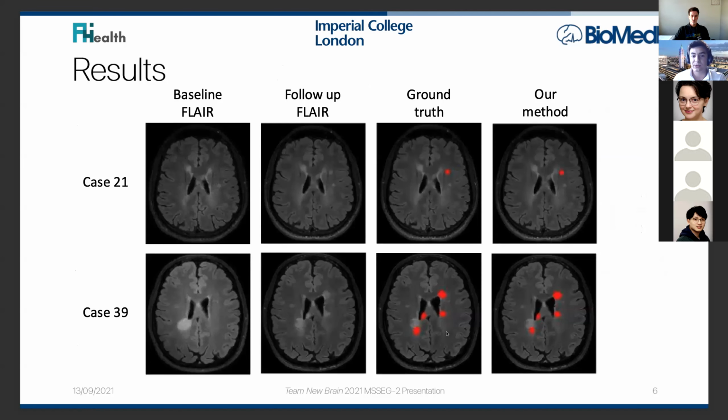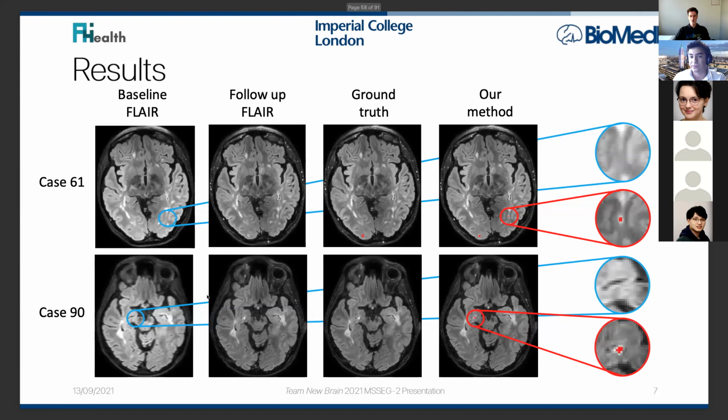I've provided two example segmentations here, from left to right: the baseline scan, follow-up, the provided ground truth label, and the output from our method. In this example, case 21 achieves a dice score of 86.2%, and case 39 a score of 87.1%. And last but not least, we were also able to correctly detect lesions which were missed in the consensus segmentation. Here in case 61, we identified a lesion which was missed, and in case 90, a no new lesion patient, a new lesion which has formed in the follow-up scan.